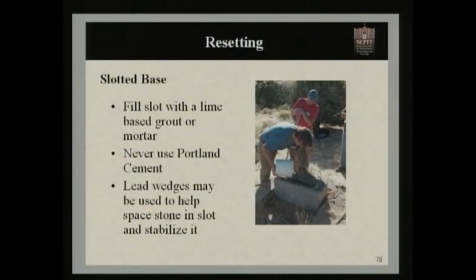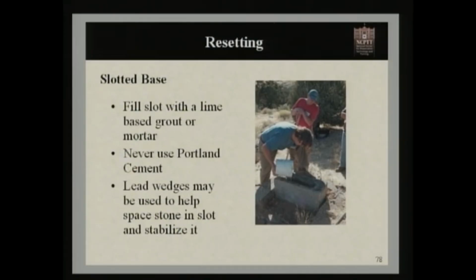And we never want to use Portland cement. This is too harsh, too hard for our historic stone. This causes a place that water can't move through. It also takes a lot of effort to remove that Portland cement if the stone ever needs to be reset. So we highly recommend using a lime-based grout or mortar, and this can be poured into the slot before the stone is put into place.